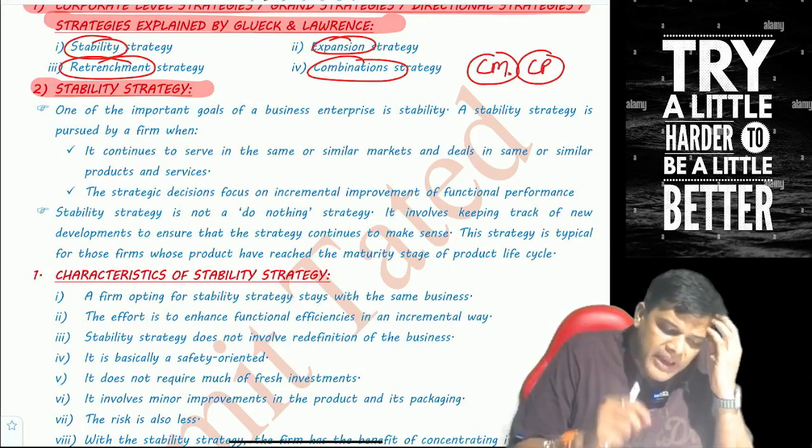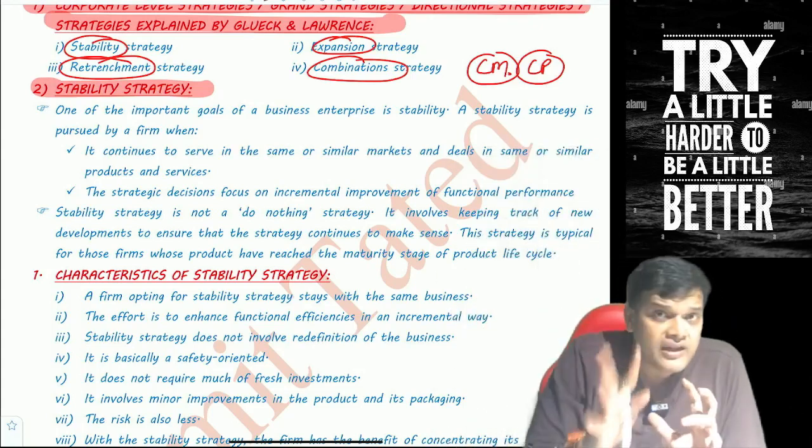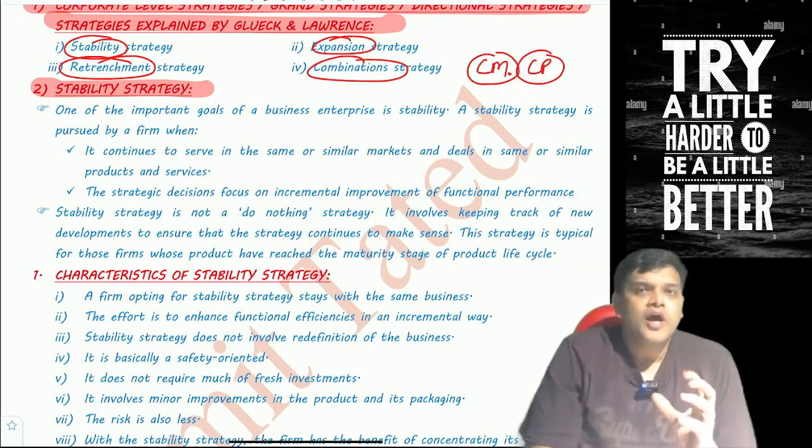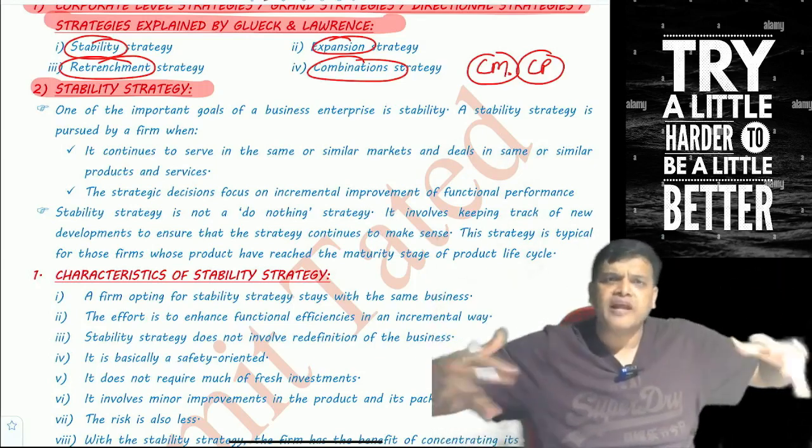The main point of stability strategy is that we don't focus on dramatic growth. I am telling you there is growth, but incremental. What is incremental growth and what is dramatic growth? For example, I am doing acquisitions and I am increasing sales.